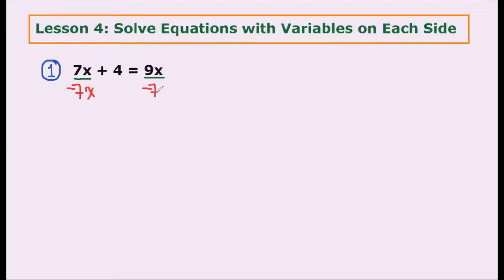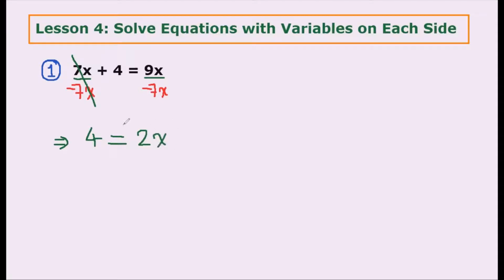By doing that, let's calculate what will happen. The first side of the equation, we are left with only 4 because 7x minus 7x is 0. So we only have positive 4 here. 4 equals the other part of the equation, we have 9x minus 7x. You can think of that as having 9 pens and removing 7 pens, and we will only be left with 2 pens. So 9x minus 7x equals 2x.